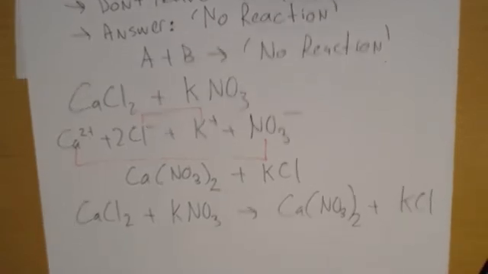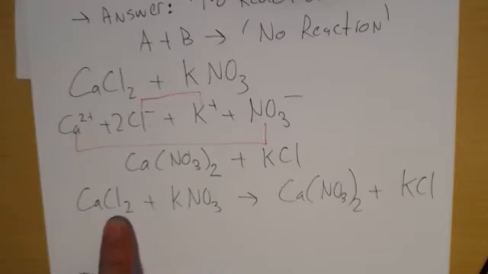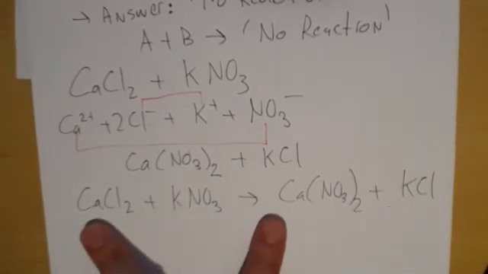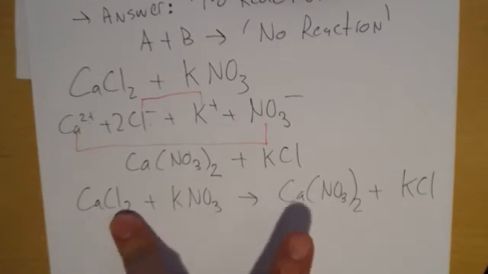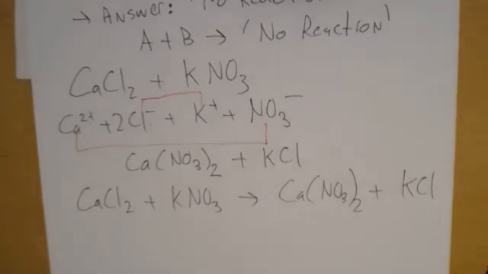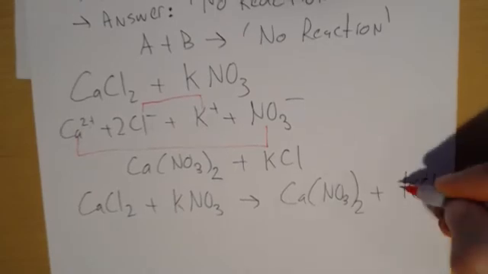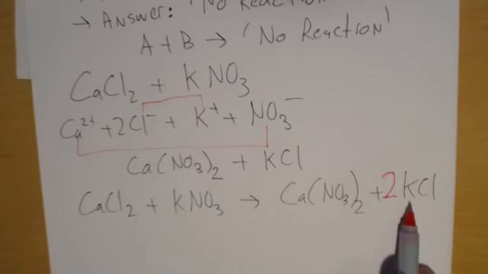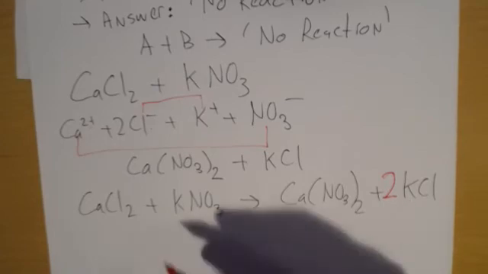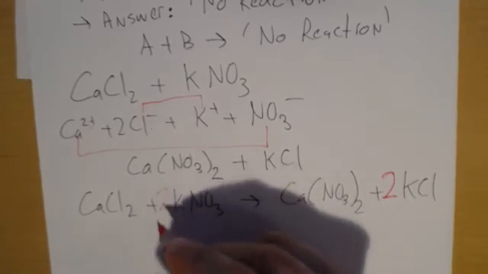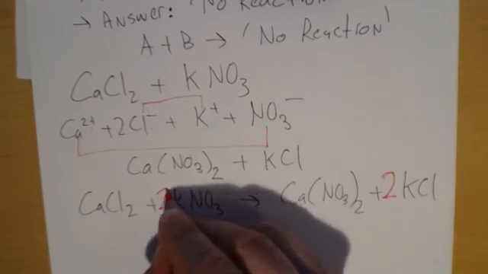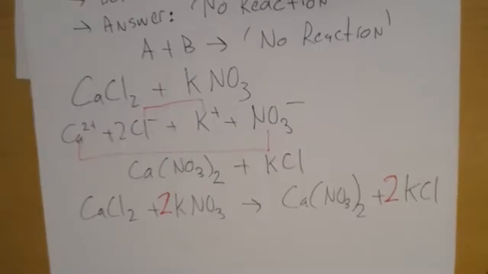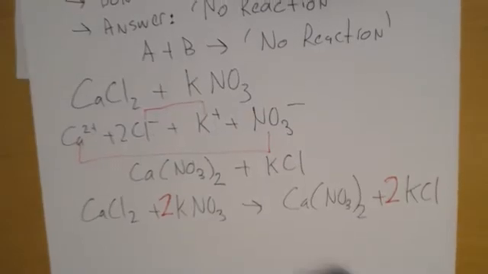And then I want to balance it. If I look at this, the metals are all one potassium on each side, 1 calcium on each side. The chlorines, 2 and 1. So I'm going to put a 2 here. And then that changes the metal. Now that I have 2 potassiums here, I'm going to want 2 potassiums over here, which is kind of good because that gives me 2 nitrates, which balances the nitrates. Now it's balanced.